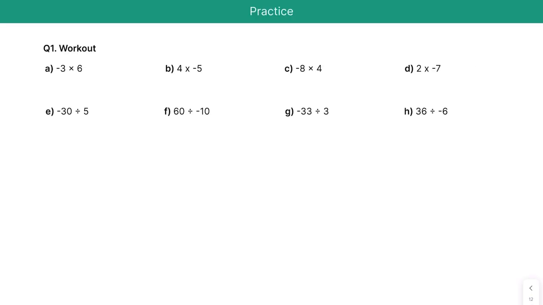And again, here are some practice questions you should have a go at. Press pause and have a go. Here are the answers, mark your work.